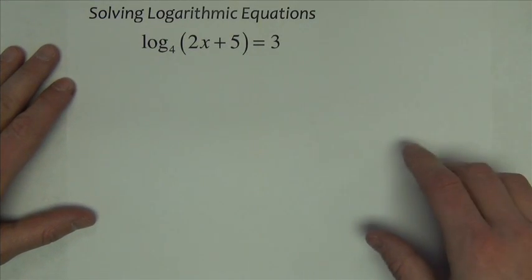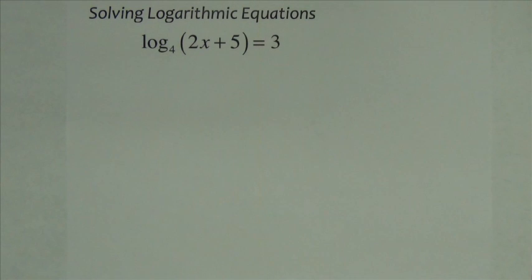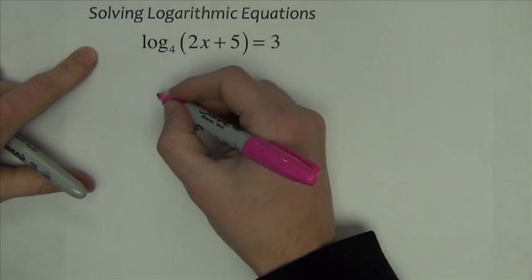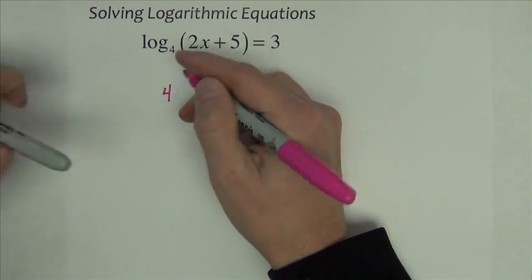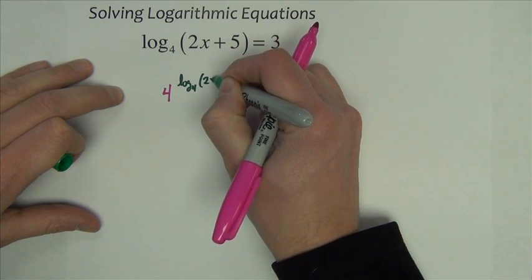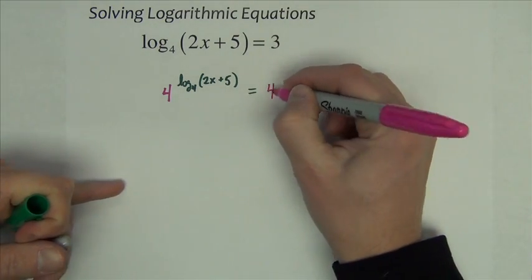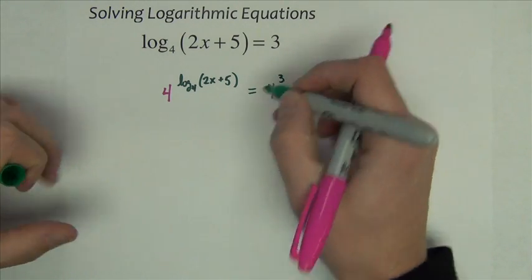Okay, next we're going to look at how do we solve equations that have logarithms in them. Our logarithmic equations is what we would call these. Well, the answer is that we're going to use bases. We're going to turn these into like exponential equations. Okay, what I'm going to do is rewrite this problem so that it looks like this. I'm going to rewrite it as 4 raised to the log base 4 2x plus 5 equals 4 raised to the third power.